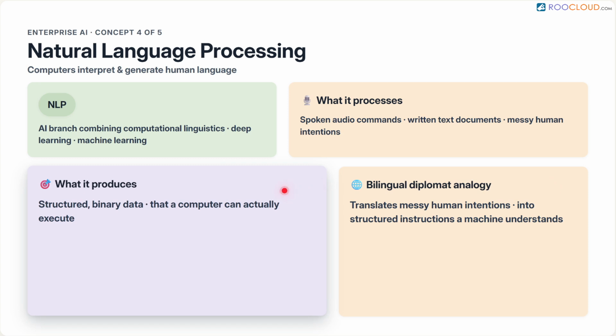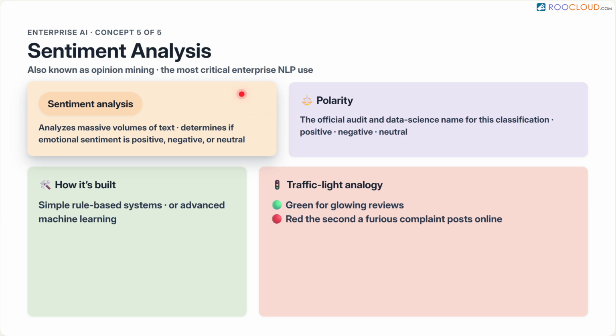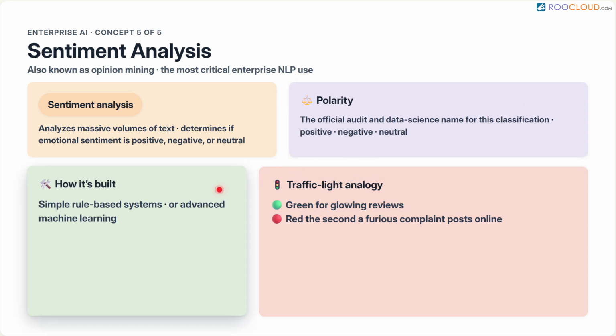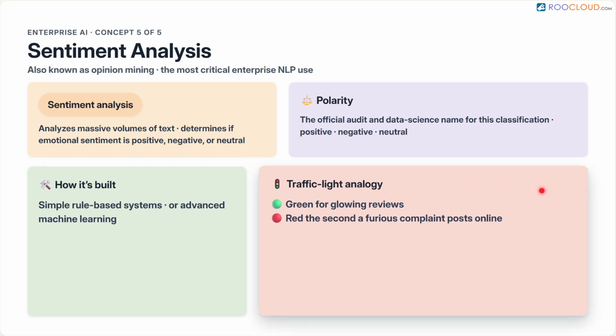One of the most critical enterprise uses of NLP is sentiment analysis, which is also known as opinion mining. This analyzes massive volumes of text data to determine if the emotional sentiment is positive, negative, or neutral. In audit and data science, this classification is officially called polarity. It can be built on simple, rule-based systems or advanced machine learning. Think of it as an automated traffic light system for a corporate brand manager, immediately flashing green for glowing customer reviews and instantly flashing red the second a customer posts a furious complaint online.